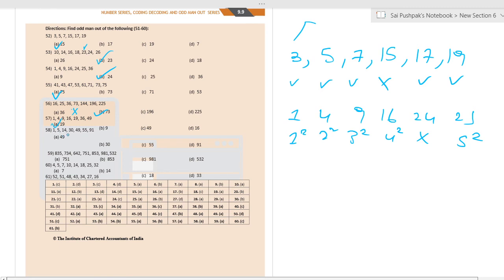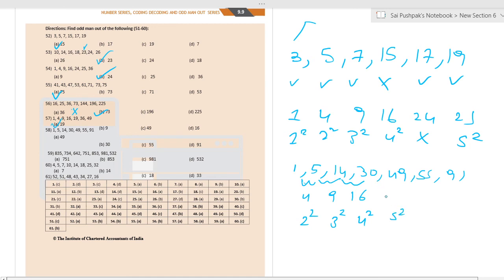And next: 1, 5, 14, 30, 49, 55, 91. Guys, what is the difference between these? 4, then 9, then 16. Oh my god, does it remind you of something? 4 is nothing but 2 square, this is 3 square, this is 4 square. So the next difference should be 5 square, which is nothing but 25. 30 plus 25 will be 55. But where did 49 come from? So 49 is the odd one out.